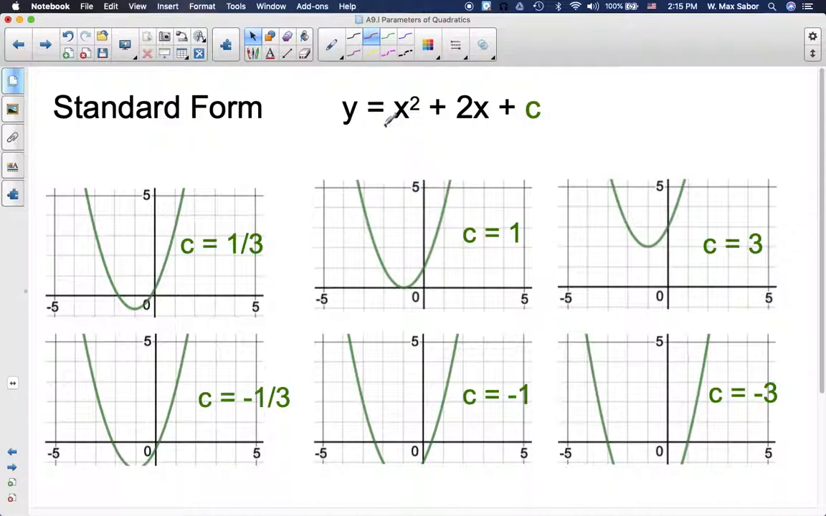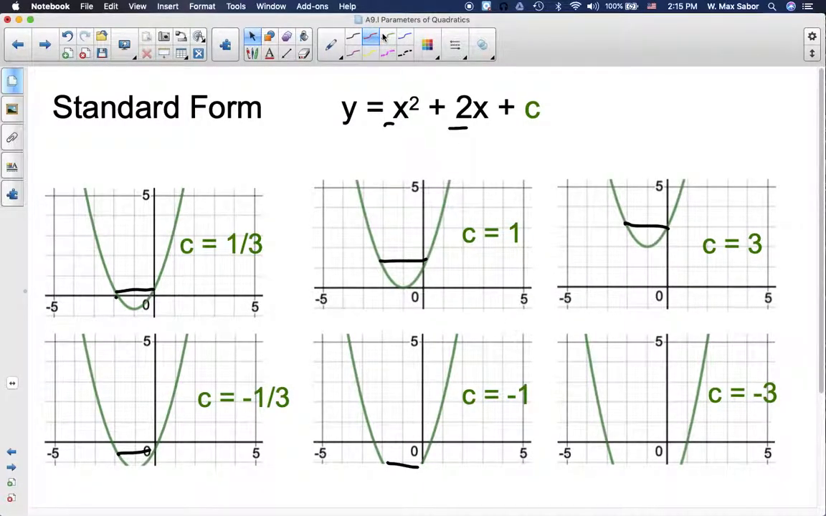Now here I've fixed a and b, and c is what's changing. So what's the same here? Well, the width is the same throughout. Can't see that there because it's further down. Another thing that's the same is the slope is going to be that same slope at 2 throughout. You can't see that down there because I'm trying to keep the graphing window the same.